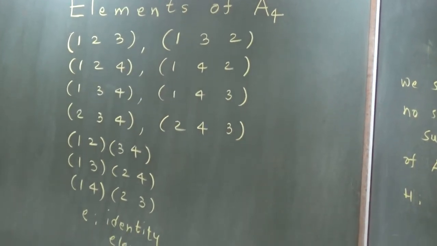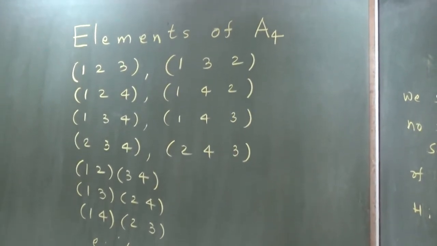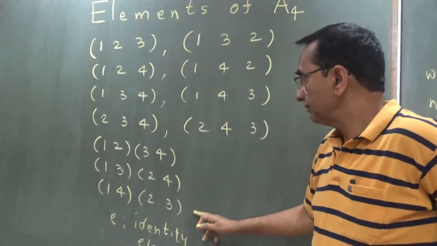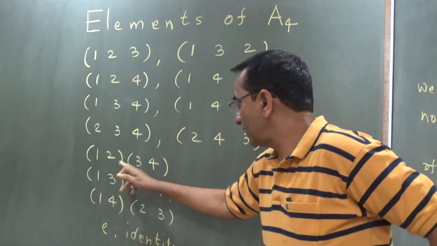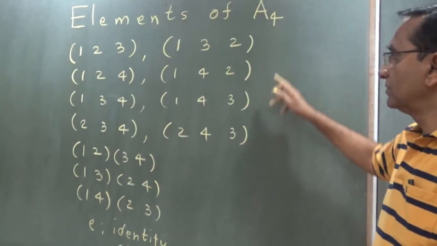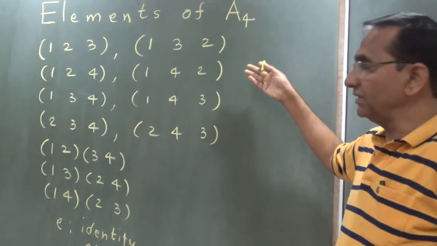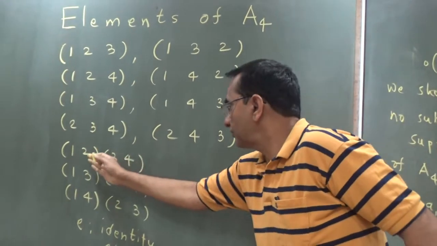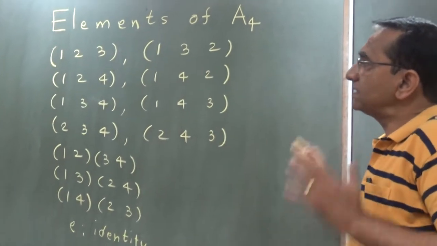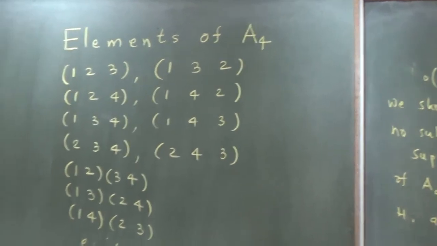You can see that there are 8 3 cycles in A4, and then these 3 elements which are product of disjoint transpositions, (1 2)(3 4) like this. So every 3 cycle is an even permutation, and these are products of 2 transpositions, so by definition they are even, and these are precisely the elements of A4.